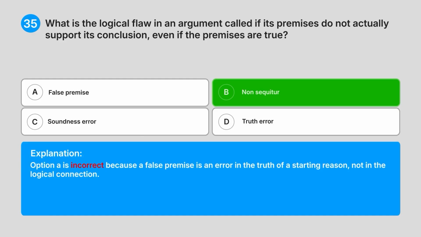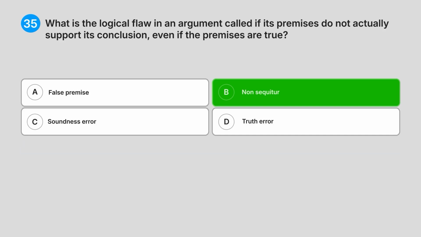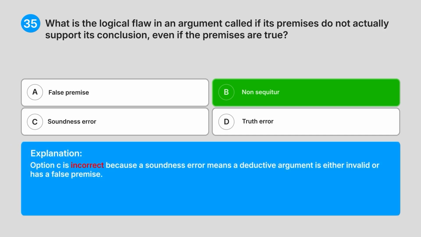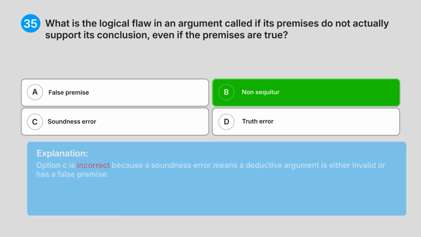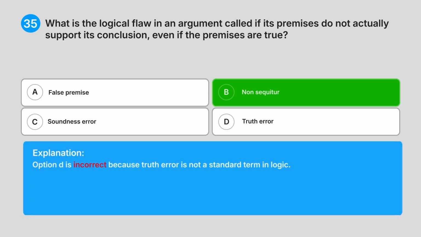Option A is incorrect because a false premise is an error in the truth of a starting reason, not in the logical connection. Option C is incorrect because a soundness error means a deductive argument is either invalid or has a false premise. Option D is incorrect because truth error is not a standard term in logic.